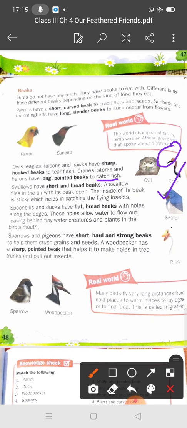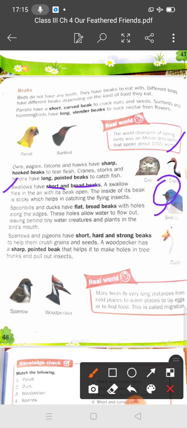Students, if we talk about the swallows, you can see this is the swallow. You can see this bird has a short beak. If you compare this beak with the previous beak, you can identify that this beak is small, or short and broad. So swallows have short and broad beaks.